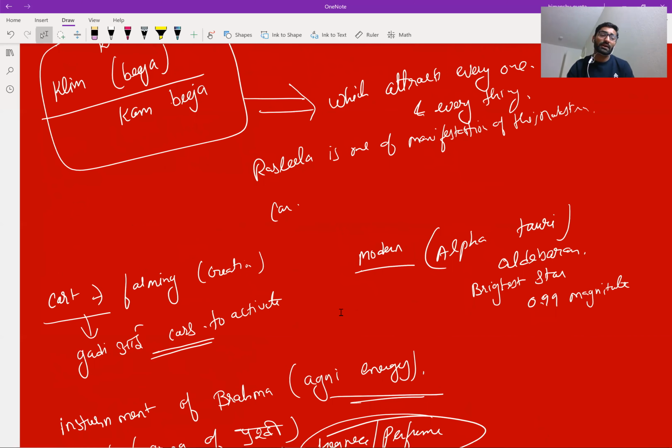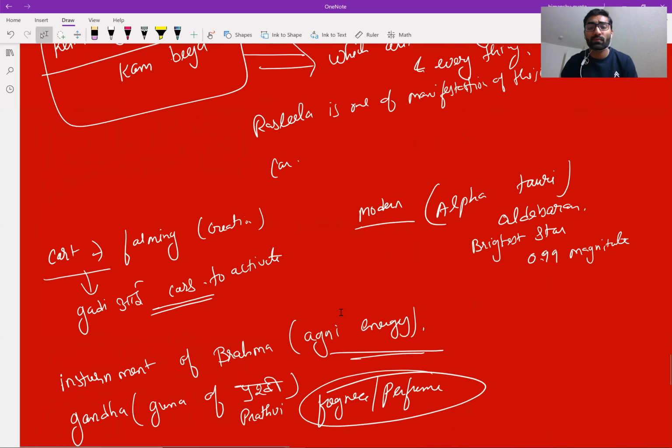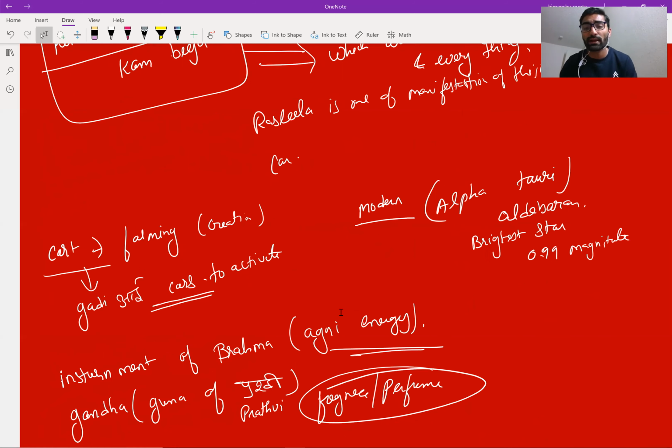Apart from that, the cart or farming creation is all related with Rohini people. And in modern times, Alpha Tauri, Aldebaran, is closely related with this Rohini nakshatra. This is also called one of the brightest stars, which has a magnitude of 0.99.